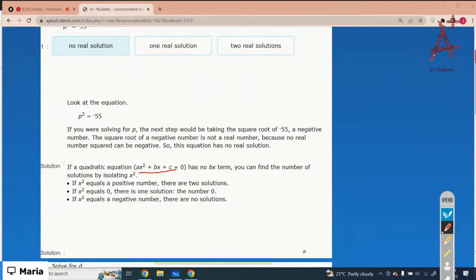So in the case where you are not given a bx term, just isolate the variable x square. If x square equals a positive number, that means it has two solutions. If x square equals 0, that means there is one solution, and the solution is 0. And if x square is a negative number, that means there are no solutions. Got it?